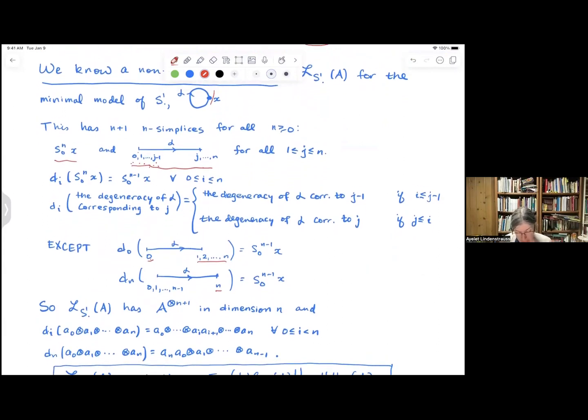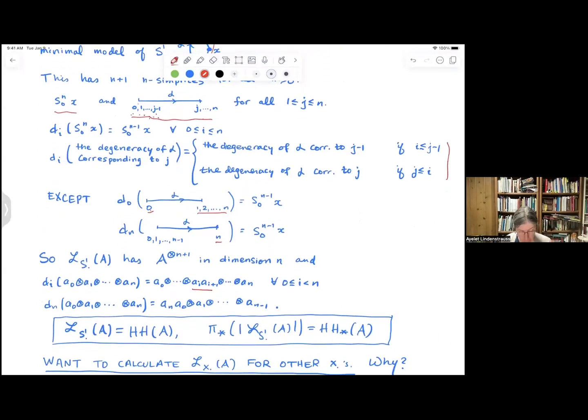The Loday construction is going to have n plus 1 copies of A in dimension n, and looking at these conditions that I wrote here, di is going to fix the coordinates up to i in their place and shift all the coordinates from the i plus 1th one to the nth one down. So it ends up multiplying the ith and the i plus 1 together. And then dn, because of this, takes the nth one and multiplies it with the 0th one. And of course, you're recognizing this. This is the Hochschild homology complex. So indeed, the Loday construction over the circle, the minimal model of the circle, of A is the Hochschild complex of A, and its homotopy groups are the Hochschild homology groups of A.